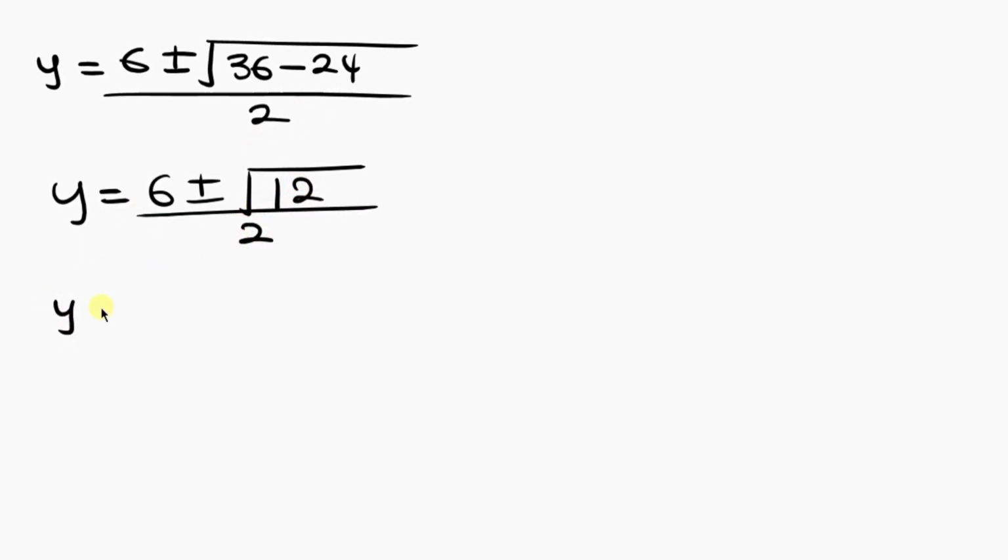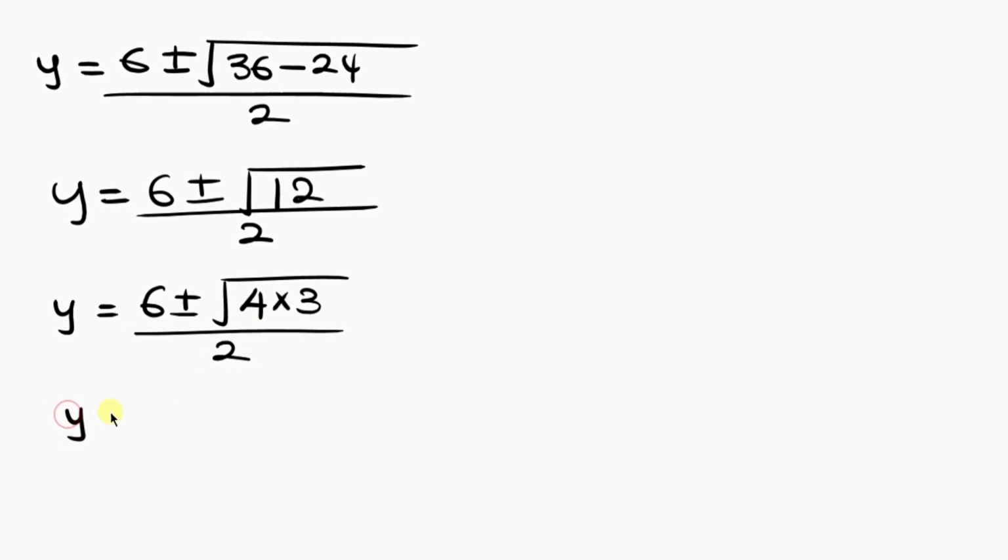Now y will be equal to 6 plus or minus. Remember that 12 can be broken down. Since 12 is not a perfect square, I can use a perfect square, which is 4, and multiply that by 3 to give me 12. So divide by 2. So this becomes y equal to 6 plus or minus. Now, the square root of 4 is what? That's going to be 2. Now, since 3 is not a perfect square, it's going to remain inside of the square root. So divide by 2. That's it.